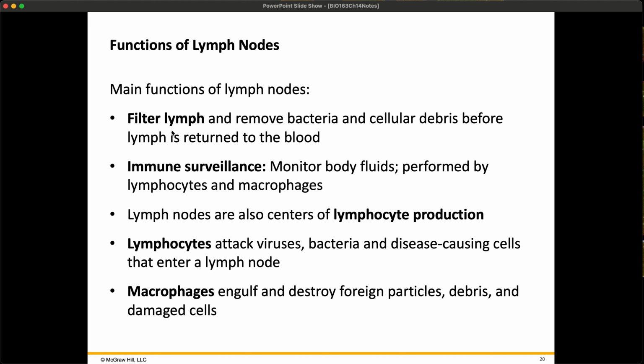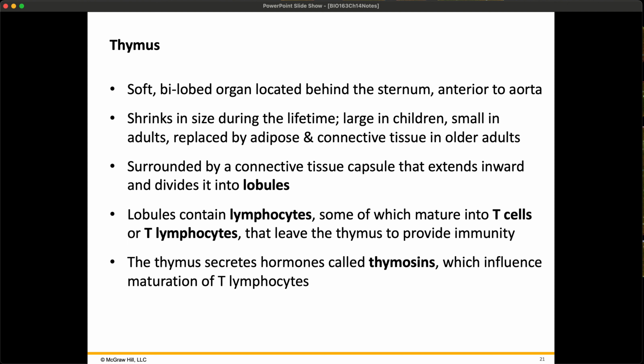So the main functions of lymph nodes: they are there to filter lymph, removing bacteria and cellular debris. They act as immune surveillance, monitoring body fluids. The lymphocytes and macrophages help to do that. They're centers of lymphocyte production, so if lymphocytes recognize any pathogens, they can replicate within the lymph nodes. Inside a lymph node, lymphocytes are also able to attack viruses. And then you have the macrophages engulfing and destroying foreign particles, damaged cells, anything just floating in the lymph that needs to be filtered out.